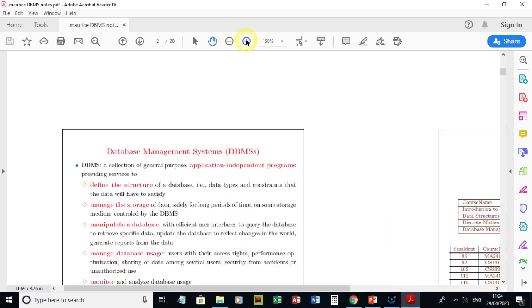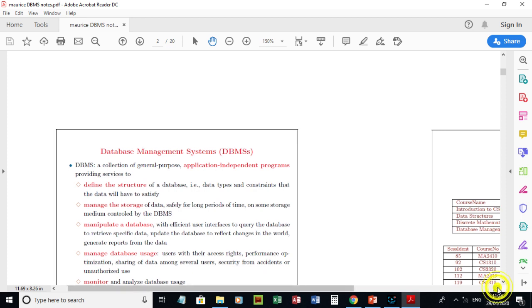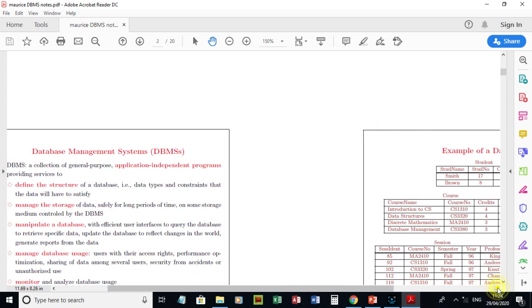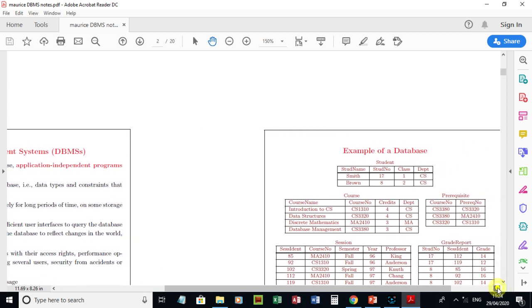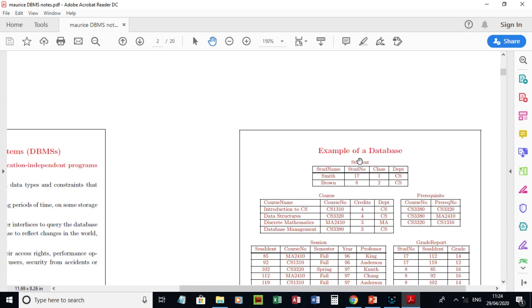Now you have the instances, the records. In the student table, this is the schema: student name, student number, class. The student number is 17, the class is 100, the department is computer science. Brown's number is 18, level 200, computer science. So how many records do we have here?